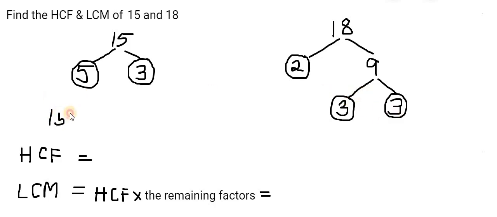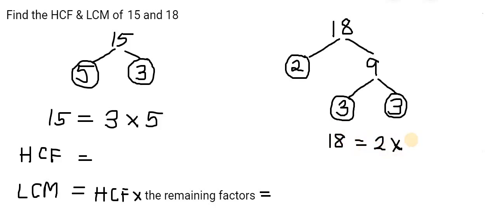So 15 as a product of prime numbers is 3 times 5. 18 as a product of prime factors is 2 times 3 times 3. Now, remember, the HCF is the highest common factor. So you check the common factors between 15 here and 18 here when it's broken down into a product of prime factors. Okay? So, the only common number is 3.